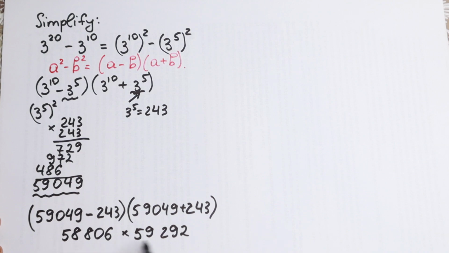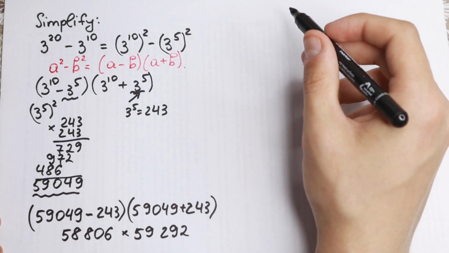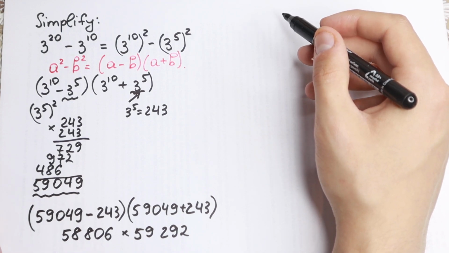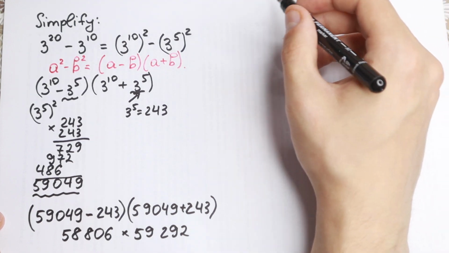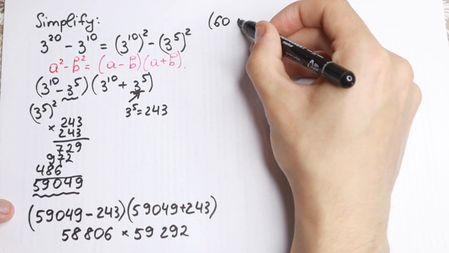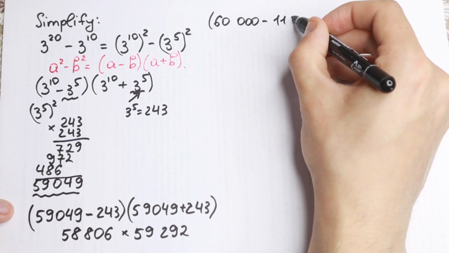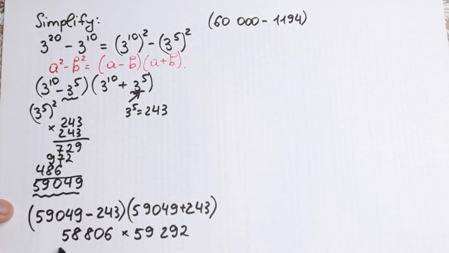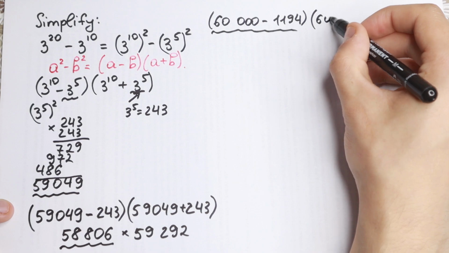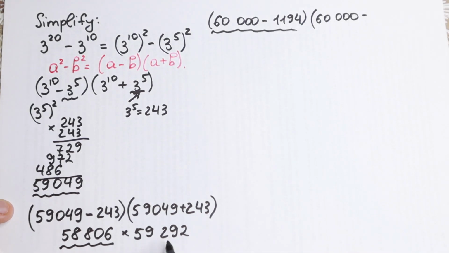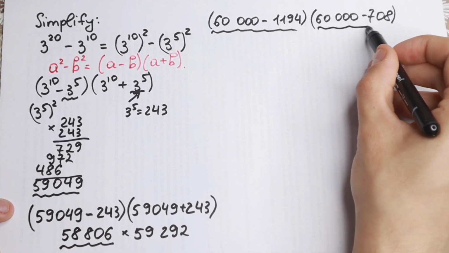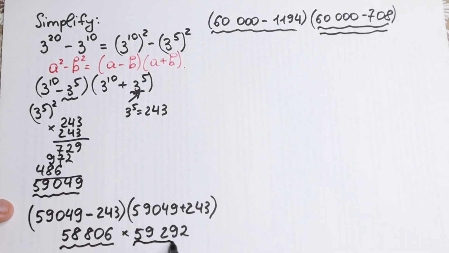So the final answer will be multiplying these two elements. But how can we do this? We need to know a really good trick right here, because if we write this 58806, take a look in what way we can write it. If we write this as 60,000 minus 1194, this is this answer right here. I write it as 60,000, and if we multiply it by 60,000 minus, right here we need to subtract 708, this is this answer right here.